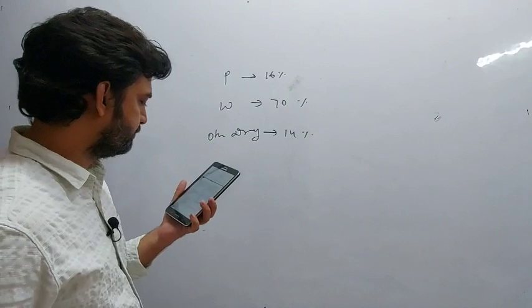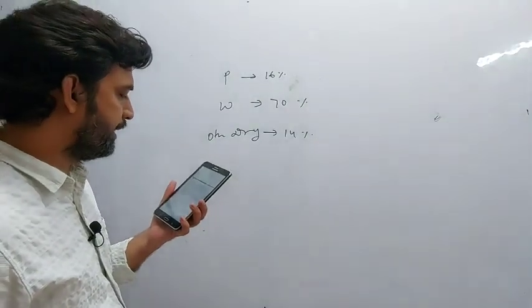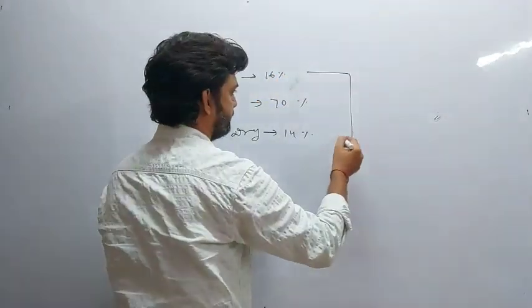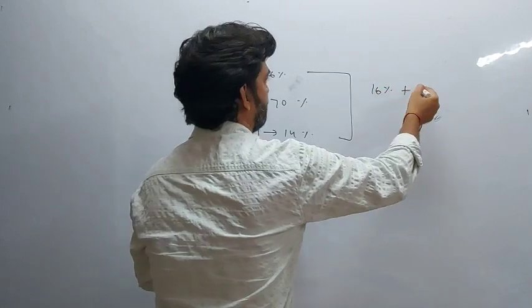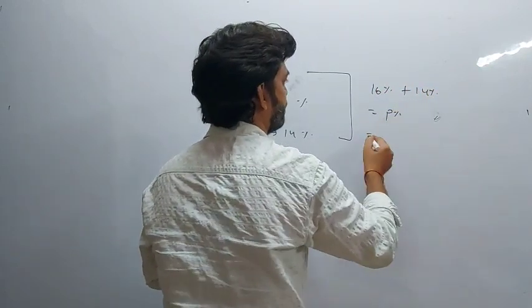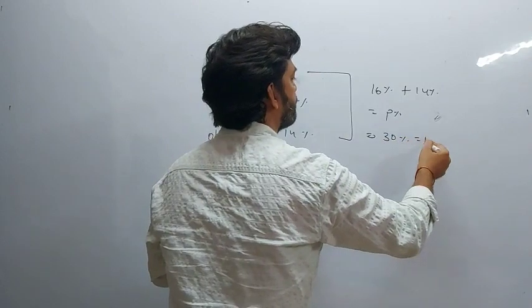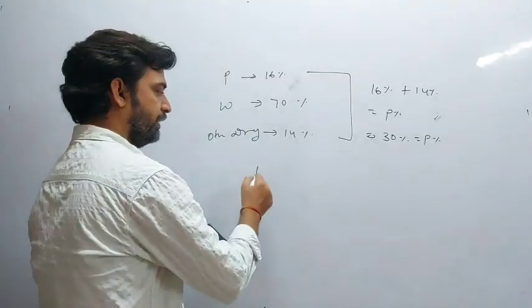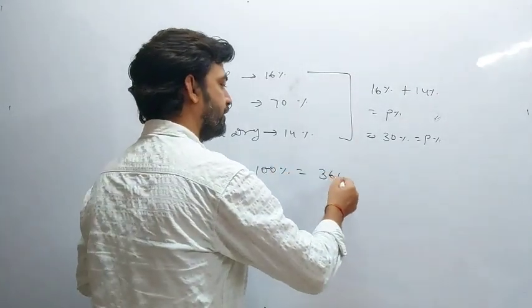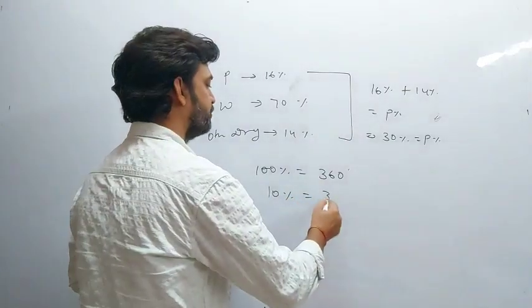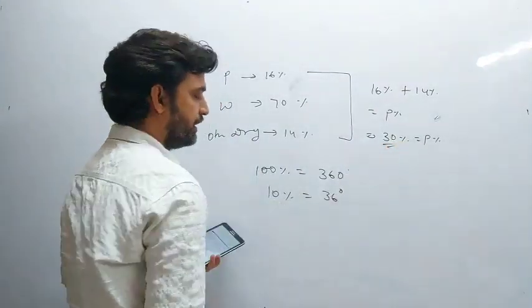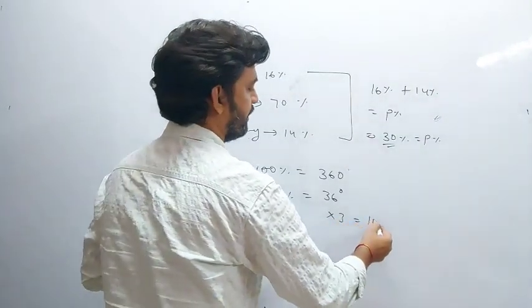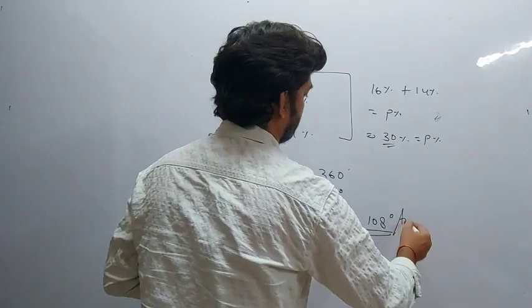Now the question is saying that if both protein and the other dry elements correspond to P%, so 16 plus 14 is equal to P%, which is equal to 30%. The question asks, what is the central angle of P? For 100%, the angle is 360 degrees. So for 10%, the angle is 36 degrees. For 30%, multiply by 3, and the angle becomes 108 degrees.